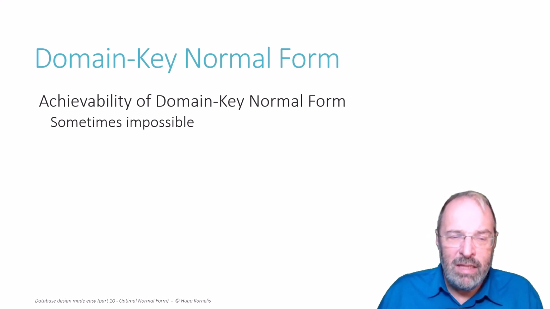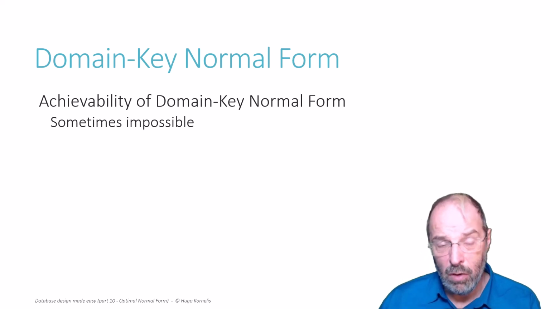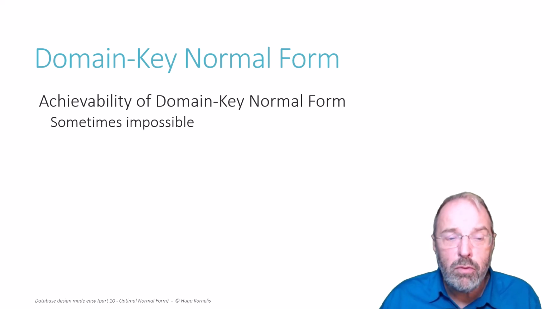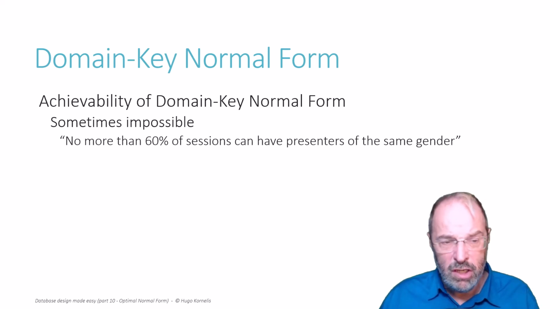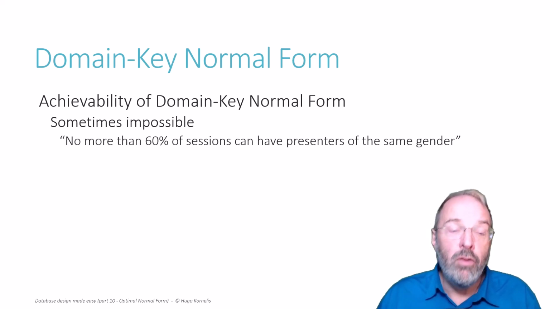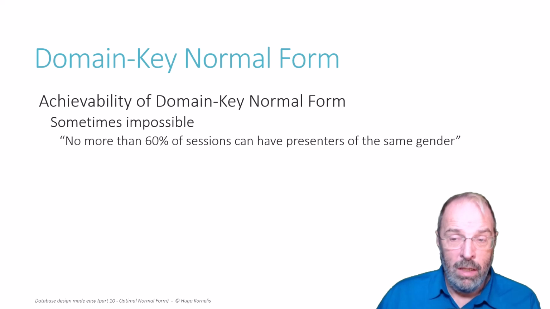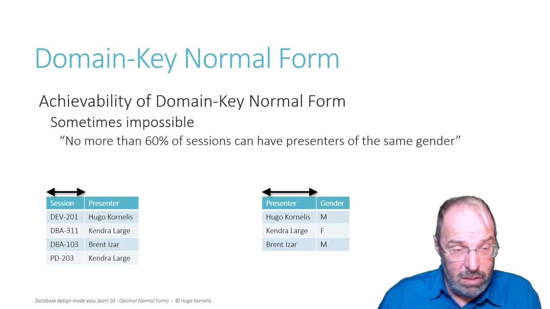So let's say that we organize a conference, we are busy with selection of sessions and speakers, and we care about DEI. So one of our business rules is that we want equal representation for all genders, and to achieve that, the business rule is that no more than 60% of sessions can have presenters of the same gender.